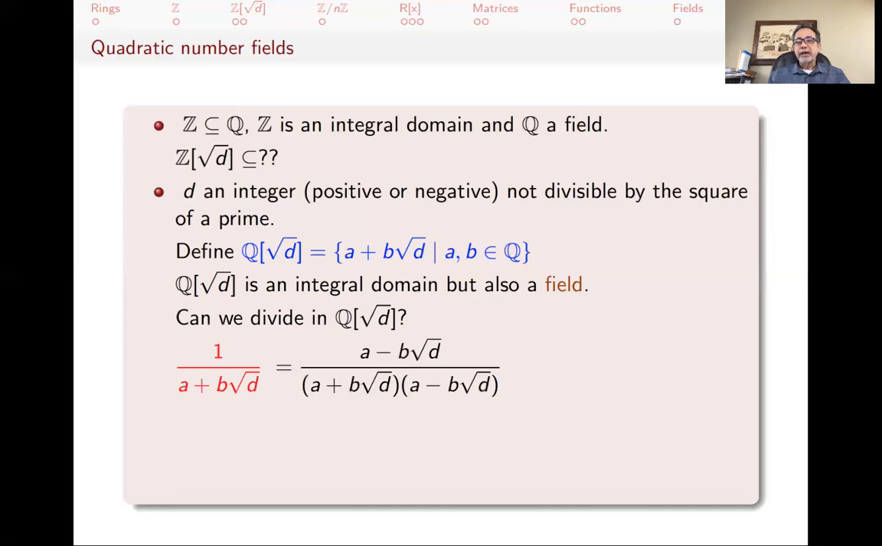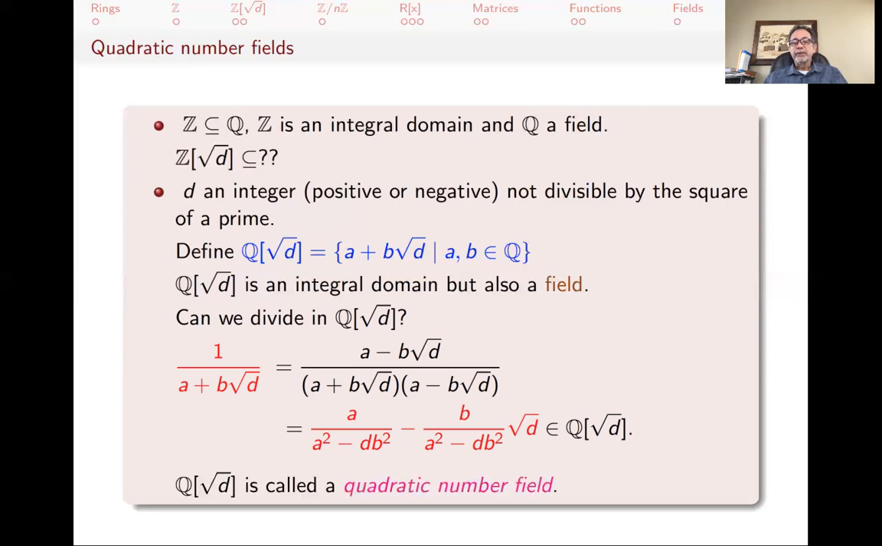Well, you can multiply top and bottom by the conjugate. And then what you get, if you simplify it, is a over a squared minus D b squared, minus b over a squared minus D b squared, times square root of D. And as long as a and b are not both zero, then we're good. And we have an element of Q adjoin square root of D. And so these are examples of what are called quadratic number fields.